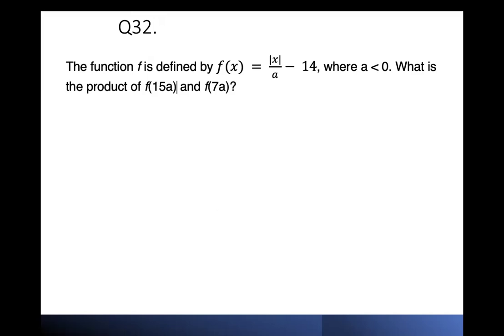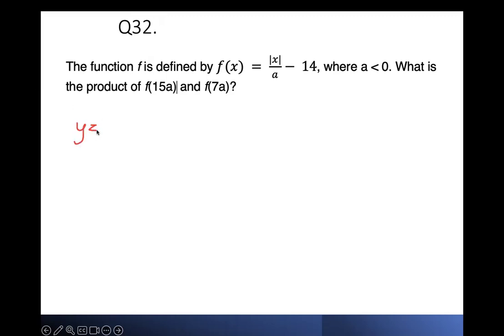The function f is defined by f of x is equal to the absolute value of x over a minus 14. And then boom, they give you a condition: a is less than 0. That is key. If you ignore it, you get the answer wrong. Once again, if you ignore the function and the instructions associated with that function, especially the condition, that will be bad. What is the product of f of 15a and f of 7a? I will show you why it's very important to pay attention to the condition.